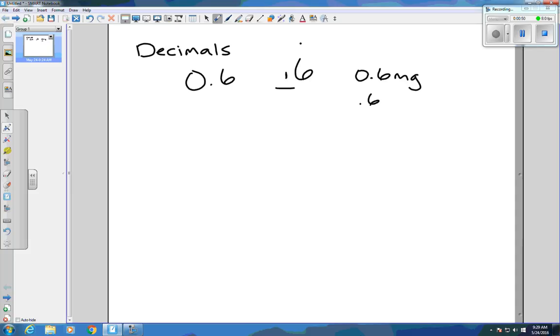Another rule of thumb, you should never use a trailing 0. You should never have 0.60 milligrams, because in the medical field, for instance, if you're giving 0.6 milligrams, somebody might take that as 60 milligrams. So we do not like trailing zeros, okay? For testing purposes, you will always leave off a trailing 0. 0.6 is the appropriate way to write it, not 0.60.